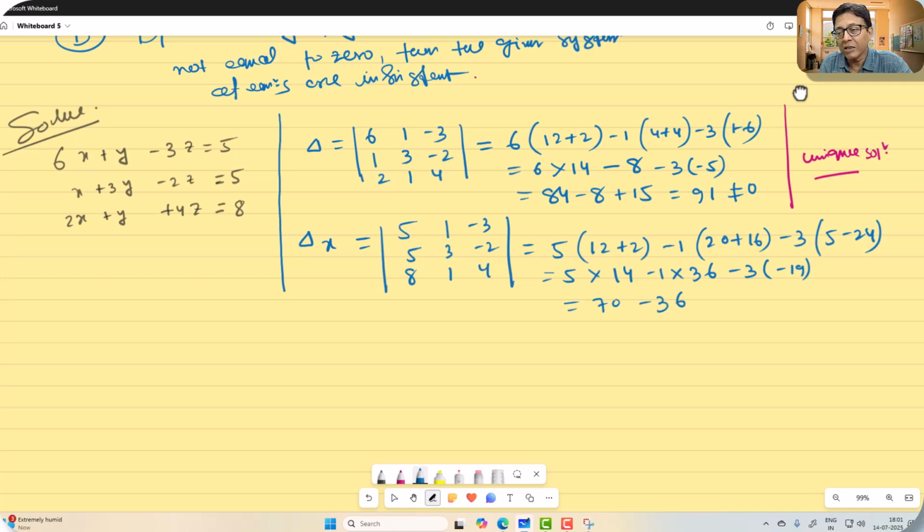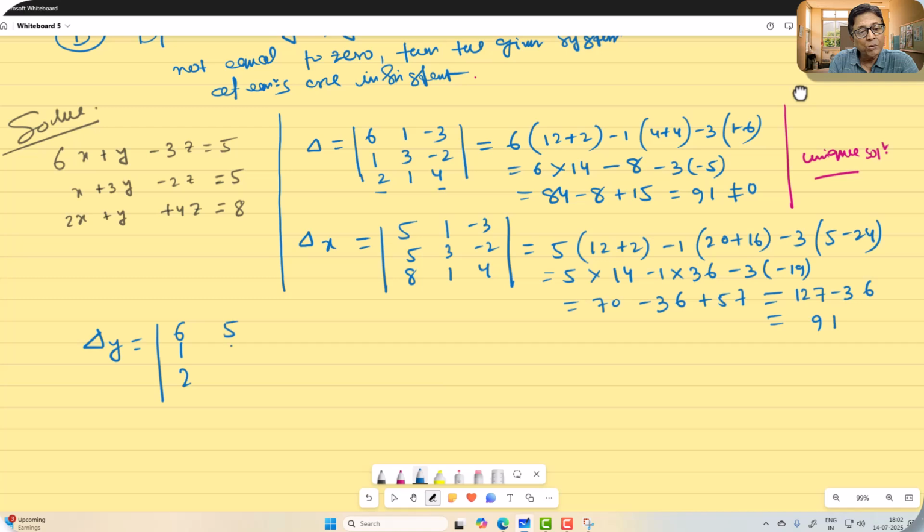70 minus 36 plus 57. So this is 127 minus 36, this is also 91. To find delta y, the middle one will be replaced by 558. This and this column will remain the same.